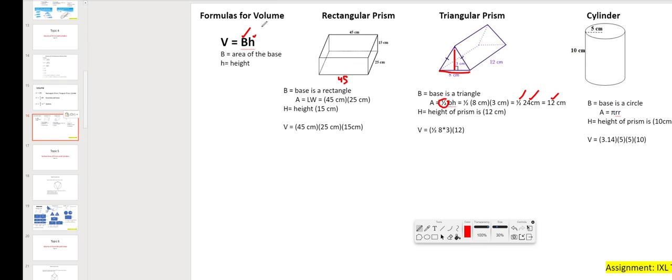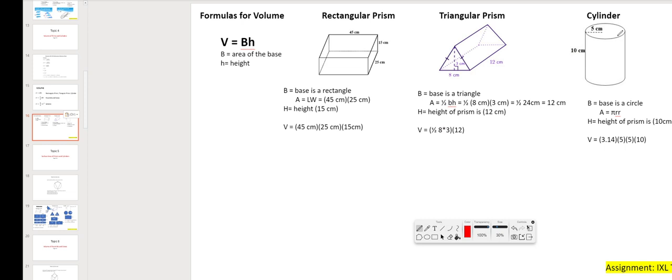Then you multiply by the height. And what is the height here? The height is 12. So you're going to do 8 times 3, take half of that, and then times 12, and that gives you the volume of a triangular prism. And that's it. Notice you don't have to divide this by 3 or anything because it's a prism. It's just area of the base times the height.